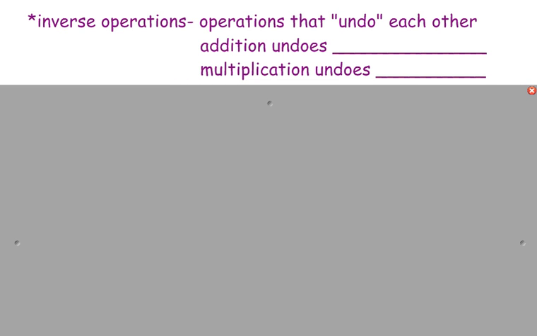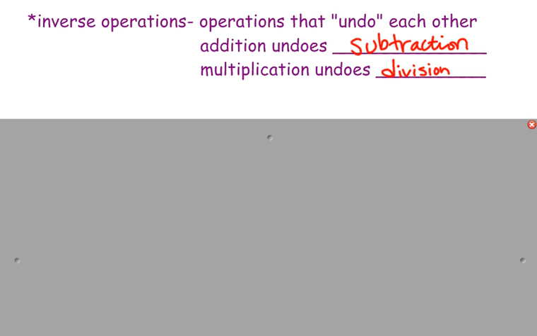In order to solve equations, we will need to use something called inverse operations. Inverse operations are operations that undo each other. So addition undoes what operation? Well, you probably know that addition undoes subtraction, which means that multiplication would undo division. These are called inverse operations, or you could also think of them as opposites. The opposite of addition is subtraction. The opposite of multiplication is division.